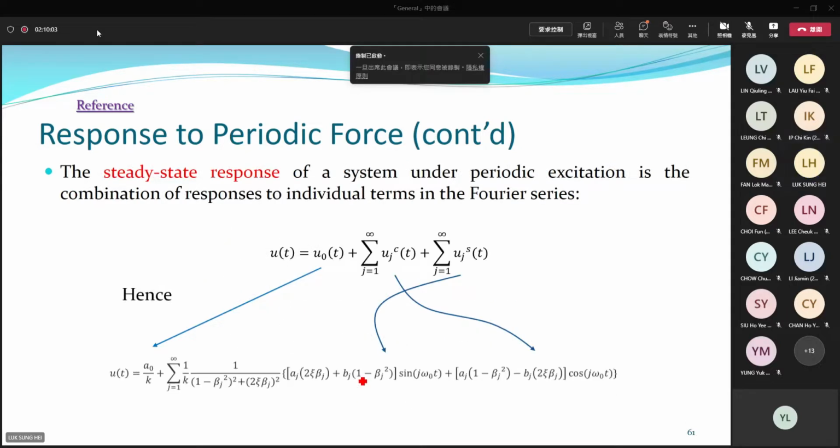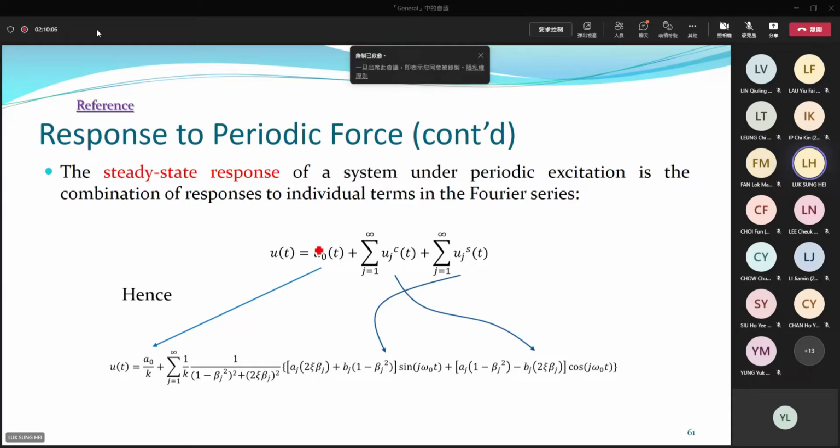For the steady state response, you may find the individual responses first and then superimpose all responses together, due to cosine, due to sine, due to constant force. Superimpose all the results together, and it becomes the response to a periodic force, periodic loading. The concept is not difficult, but it involves a lot of calculations. You need the technique to find the coefficients A0, AJ, BJ, and also take some time to find the response for all components. So the concept is easy, but the calculation is quite complicated. That's why I also prefer to put it as reference.